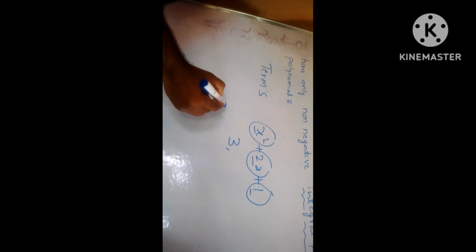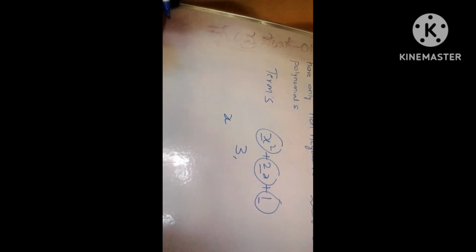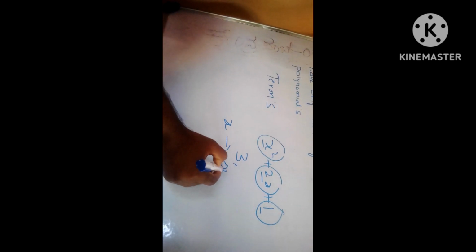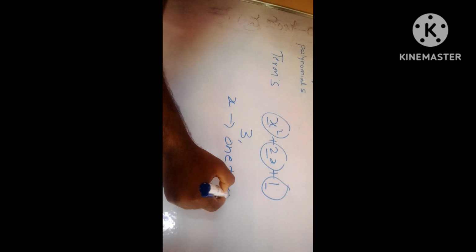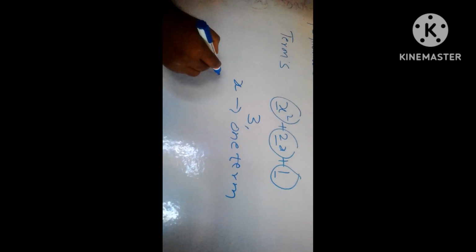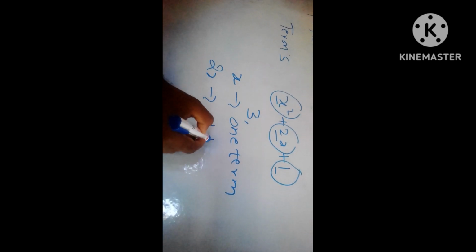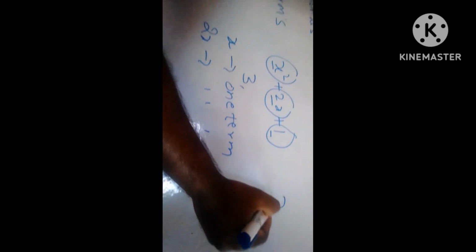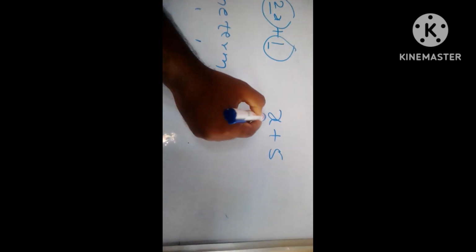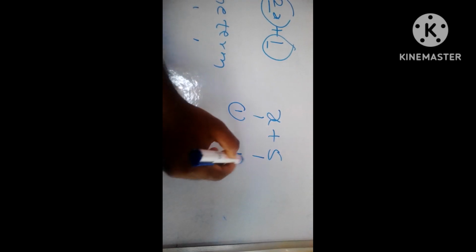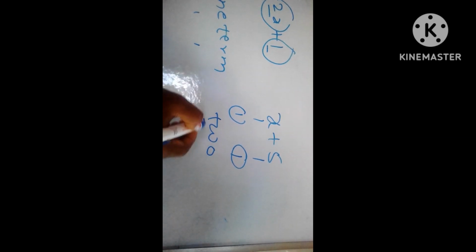Next one, x. This is also a polynomial. Here only one term is involved. Next, 2x. Here also one term is involved. x plus 5. Here totally two terms are involved. Understood everyone?